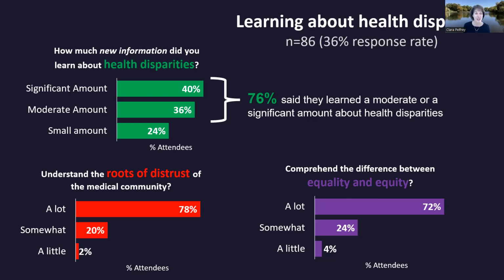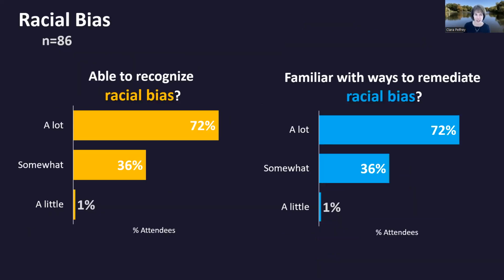It probably means they already knew a lot. And then we also asked, from the program, how well do you understand the roots of distrust of the medical community? And almost 80% said a lot of understanding. And similarly, when we asked how well do you comprehend the difference between equality and equity after attending these programs, again, around 72%. So really good knowledge gain. Then we asked questions about racial bias. How well are you able to recognize racial bias? Again, pretty decent numbers said a lot and somewhat. And how familiar are you with ways to remediate racial bias? Again, 72% said a lot and 36% said somewhat. So the people attending this are probably a pretty savvy crowd.